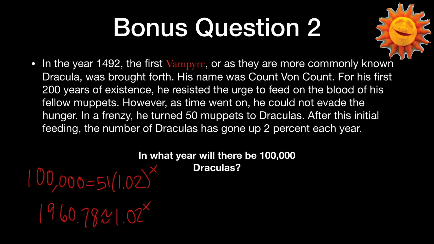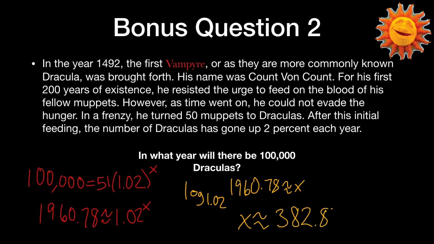And so we switch this into a log. It is log base 1.02 of 1960.78 is approximately x. And let's plug that into our calculator: log of 1960.78 divided by log of 1.02. And you end up receiving our answer of x is approximately 382.83. So that would be the number of years.